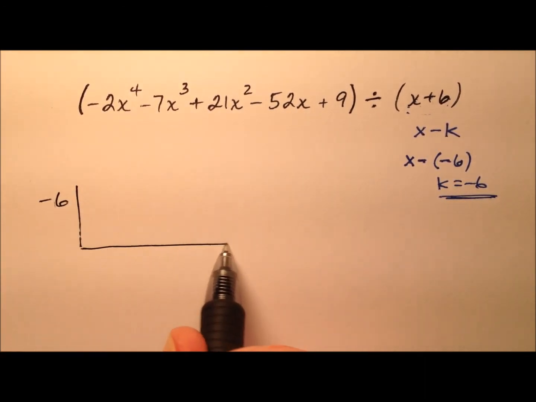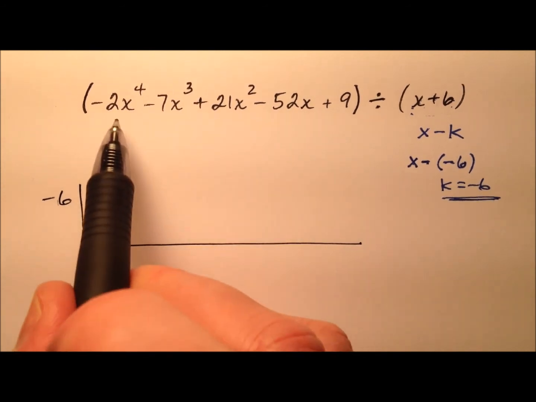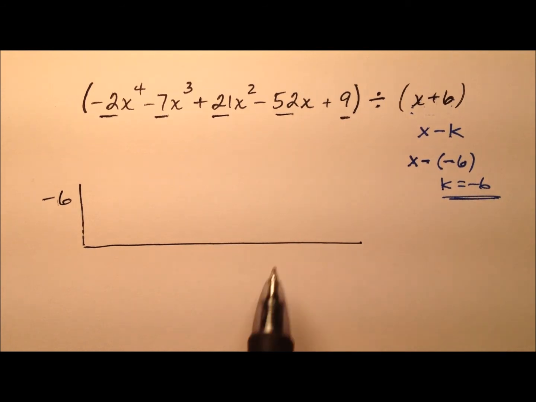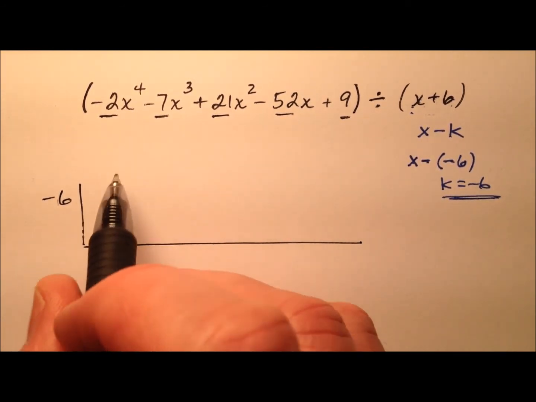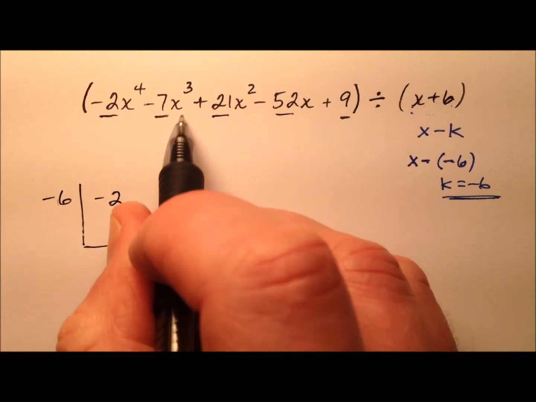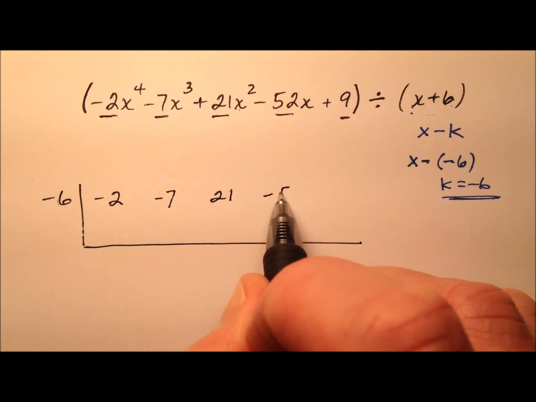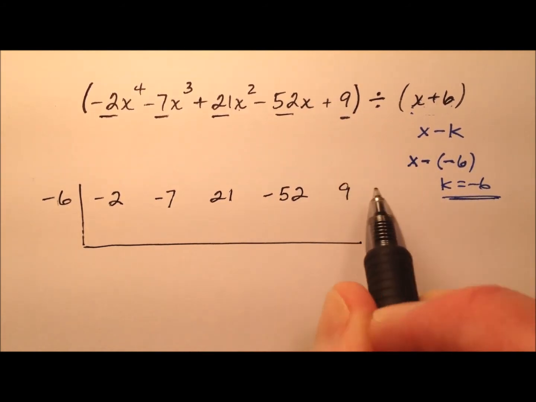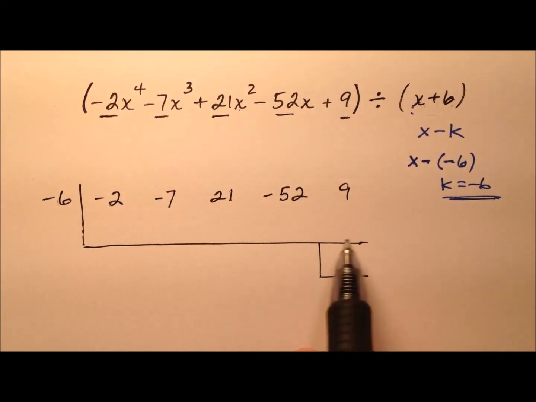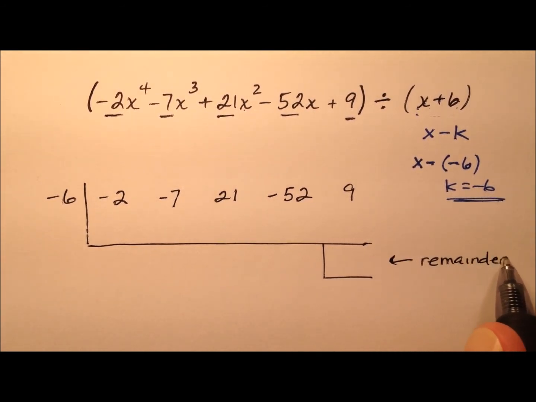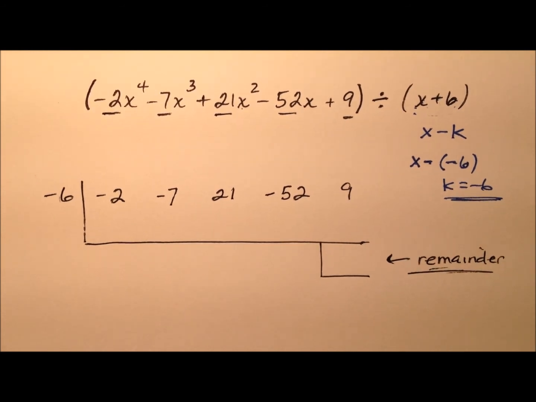And let's go ahead and kind of prepare our algorithm. And again, we are concerned with these coefficients for the synthetic division and our constant. So our x to the fourth term is going to be negative 2. Our cubic term is negative 7. Quadratic term is 21. We have our linear term with negative 52, and then our constant with 9. And of course, I always put this little bar here, and once again, that's our remainder if we happen to have one. And the last example did not, and this example will, and we'll go ahead and show you how to deal with that. Okay, so what are we going to do first?